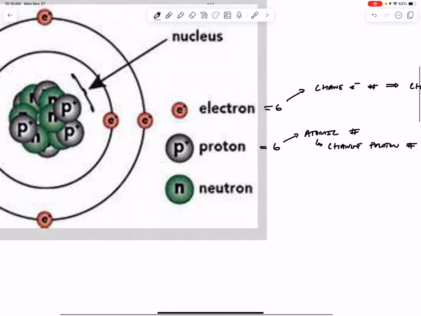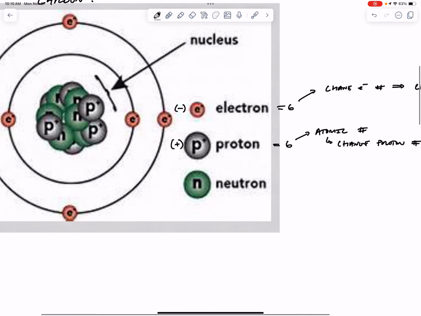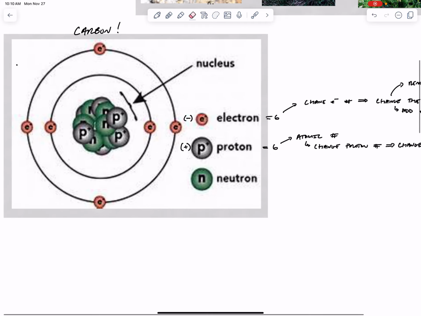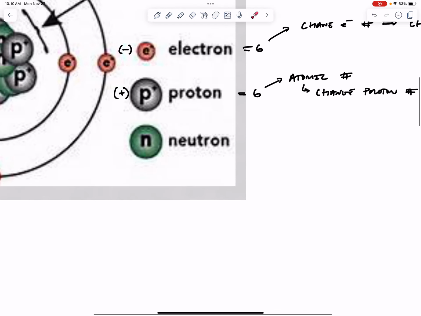I guess I should have said electrons, as you know, they have a negative charge. Protons have a positive charge, and electrons are orbiting the outside of the atom. The protons are found in the nucleus, and then neutrons are neutral. They have no charge.